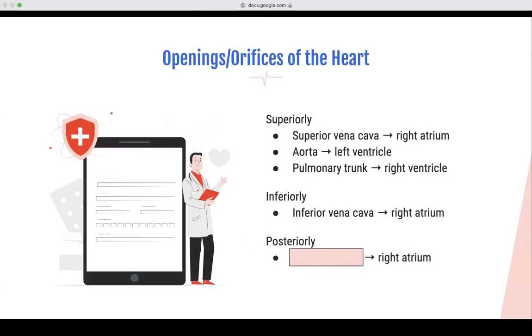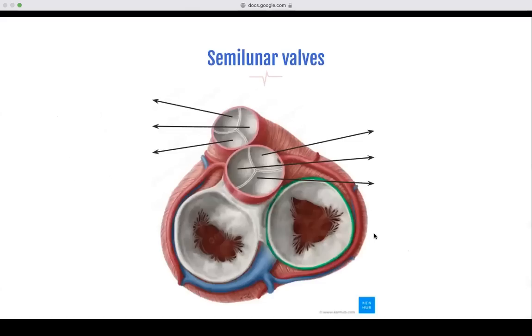Pulmonary veins would open into the left atrium. Coronary sinus. Exactly, yeah. This was a trick question, so I wanted to make it a little bit harder.